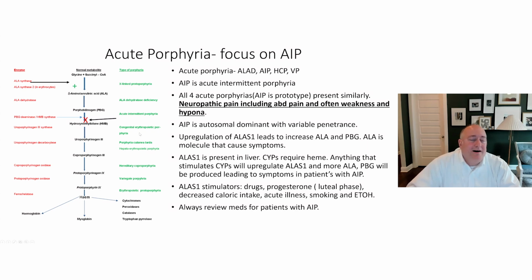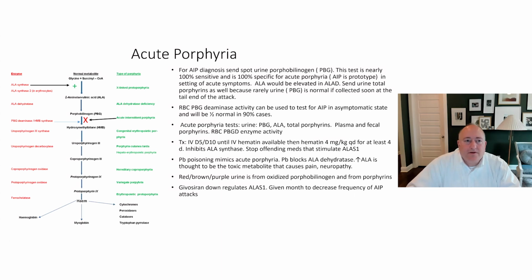So then the next question is, well, how do you diagnose it? Just looking at the pathway, you can see that when ALA synthase is stimulated for the reasons we just talked about, and if you're born with this defect in PBG deaminase, so there's a defect here, then you're going to form more ALA and PBG. So hence, that's what you're going to check, PBG being the test.